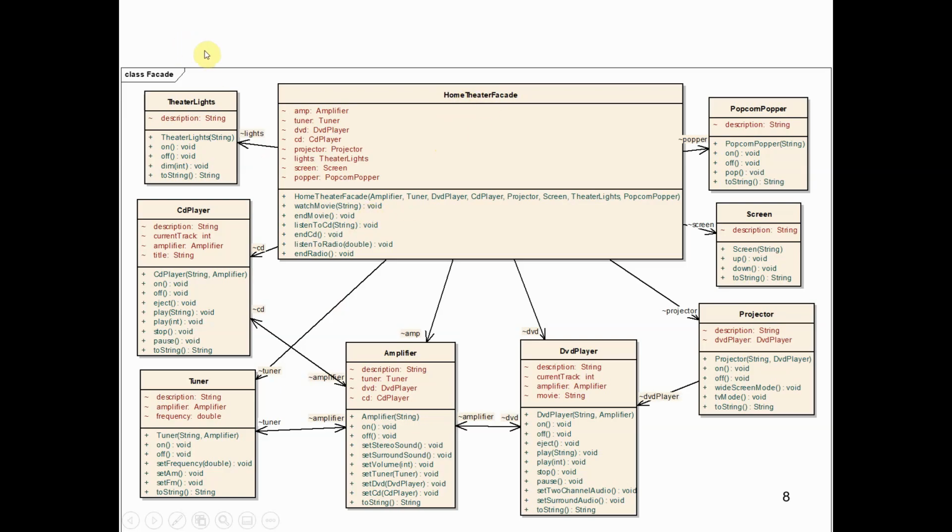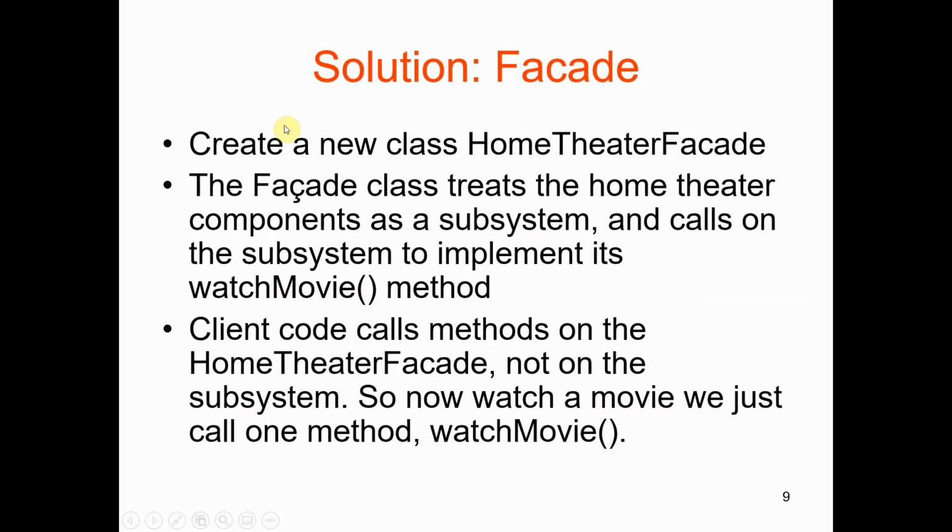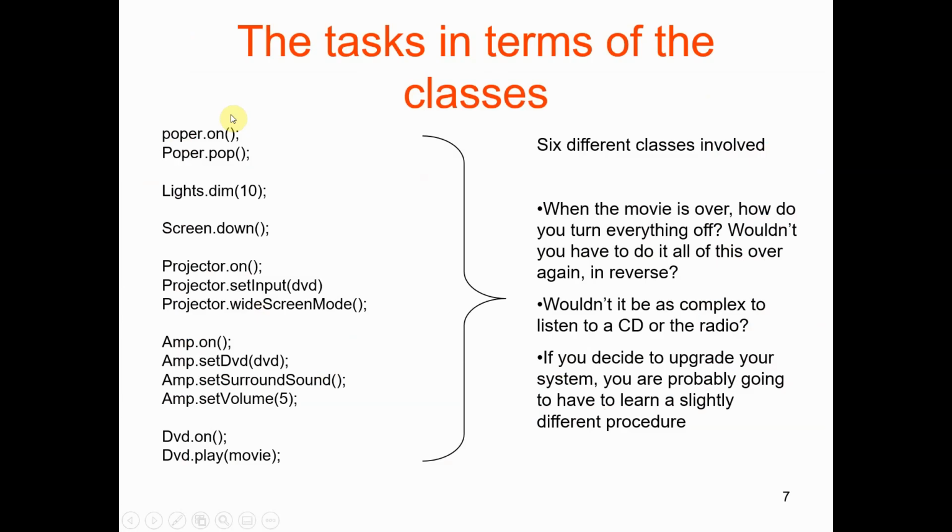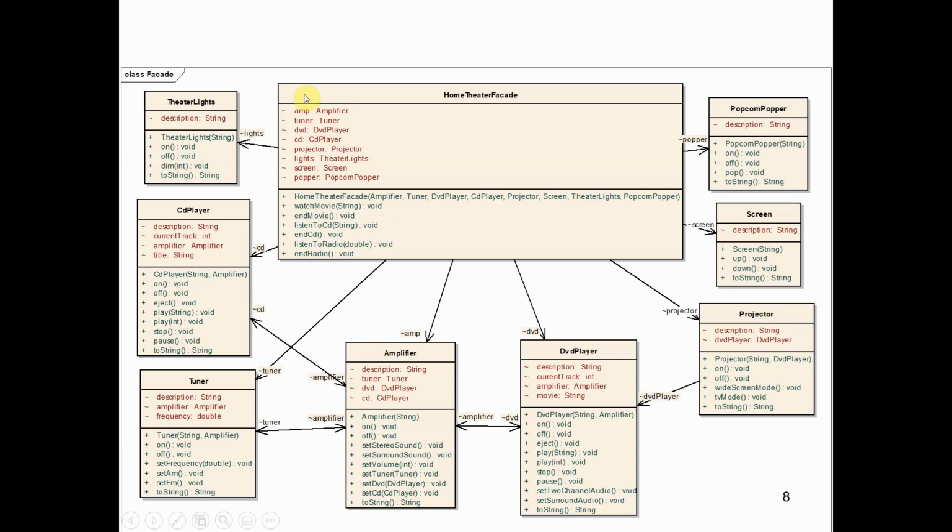Then from the user's point of view, they don't have to deal with 6 different classes. They only need to deal with one class, the home theater facade. And if a user wants to watch a movie, they just call the watch movie operation.